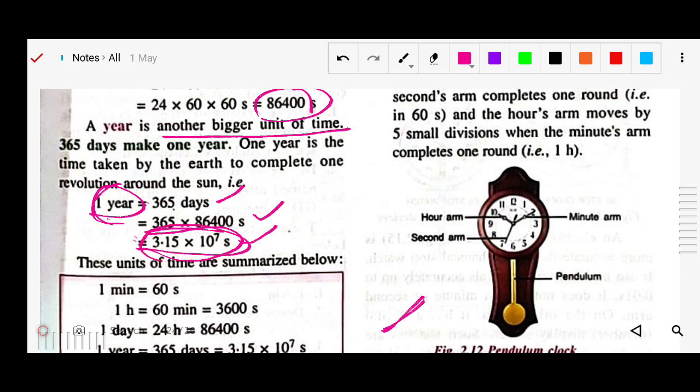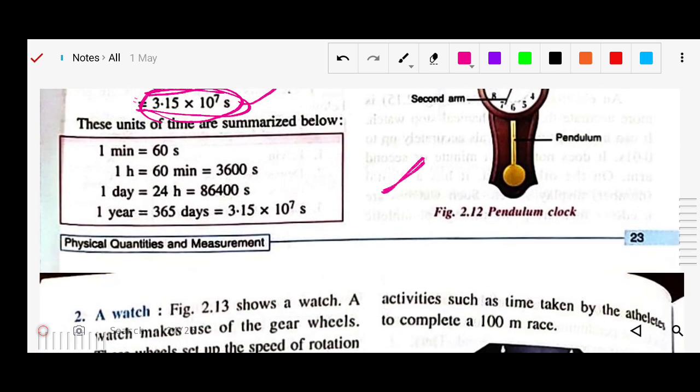3.15 × 10^7 seconds. Okay, so this is the summary of that. 1 minute equals 60 seconds, 1 hour equals 60 minutes. Okay, so that is the second. 1 day equals 24 hours, that is the second. 1 year equals 365 days, that is 3.15 × 10^7 seconds, right?